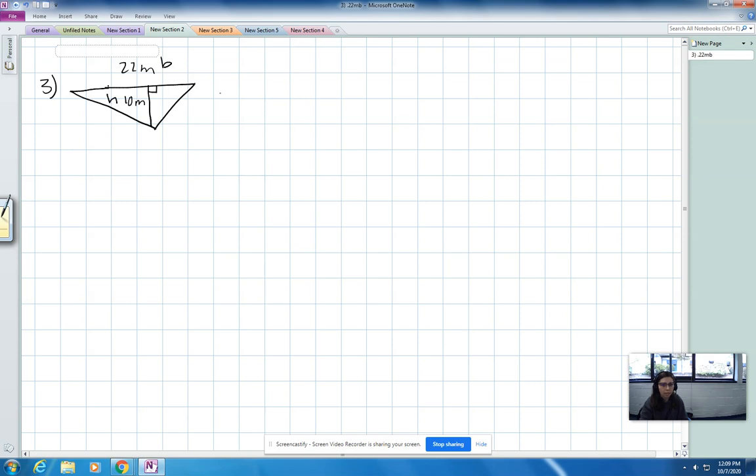10 is our height. So we plug those into our formula. So we get base, which is 22, times height, which is 10, all divided by 2. 22 times 10 is 220, divided by 2 is 110. And then we always put units squared on the end, so meters squared.